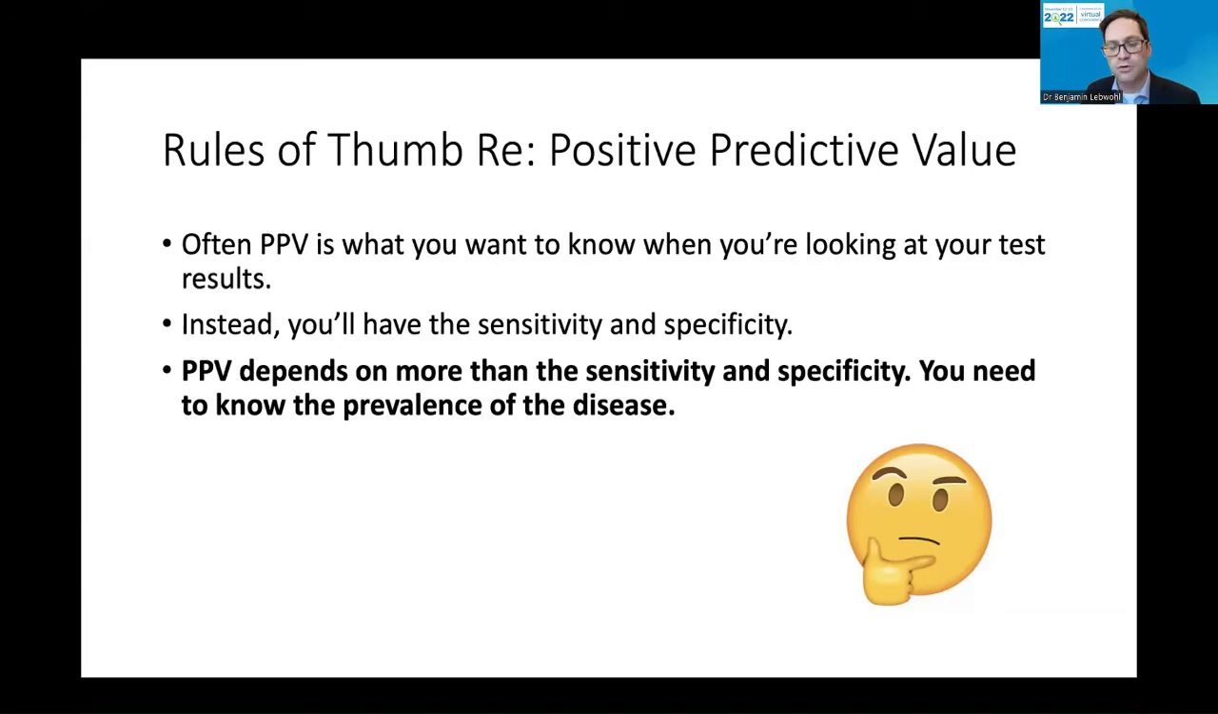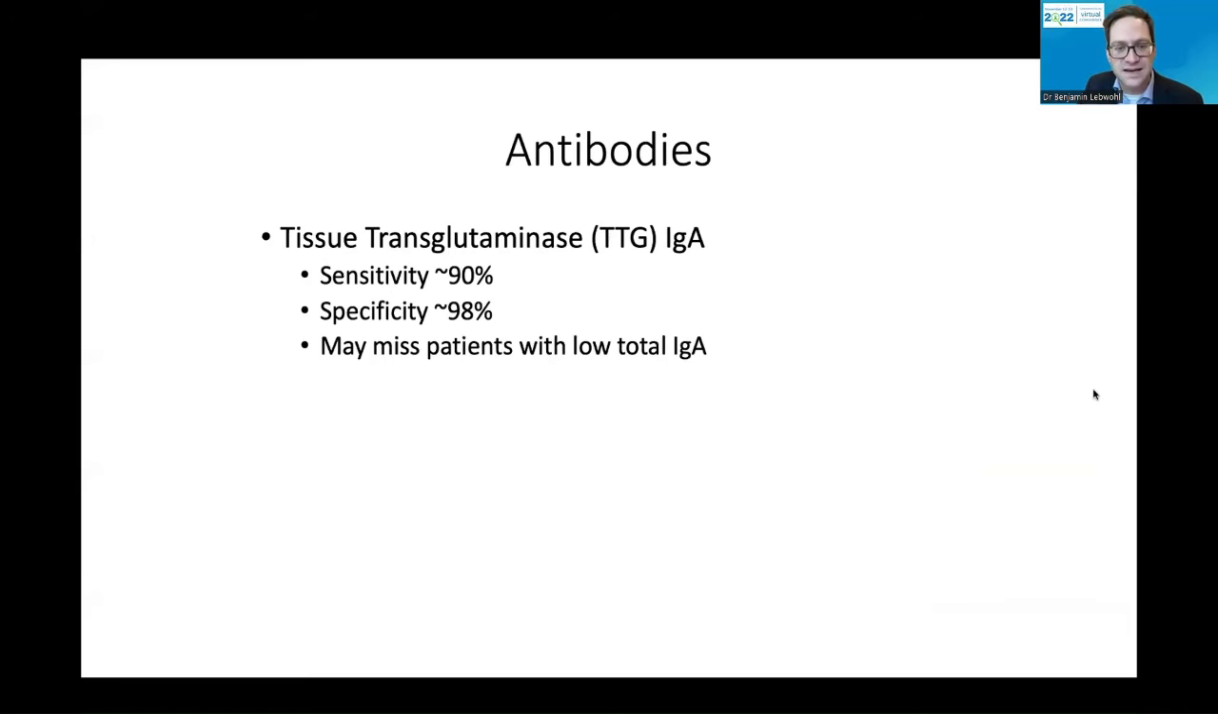Instead, when you're looking at how good a test is, you'll have the sensitivity and specificity. And what's crucial is that the positive predictive value depends on more than the sensitivity and the specificity. You need to know the prevalence of the disease, how common the condition is in the first place. And this is something I tell the medical students is one of the most important things to learn in medical school, because it applies to any medical test, not just in celiac disease, but any result you get. If you know the sensitivity and specificity, you need to stop, think, and say, what was the chance of this person having the condition in the first place? Because you need to plug that in order to get what you want, which is the positive predictive value.